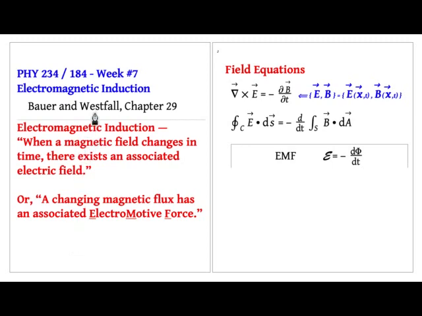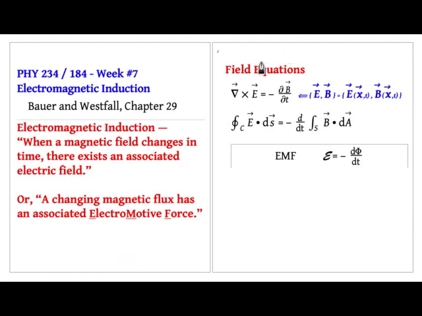And the way we create electric current for most of the applications of electricity in our daily lives comes from magnetic fields that change in time or changing magnetic flux.